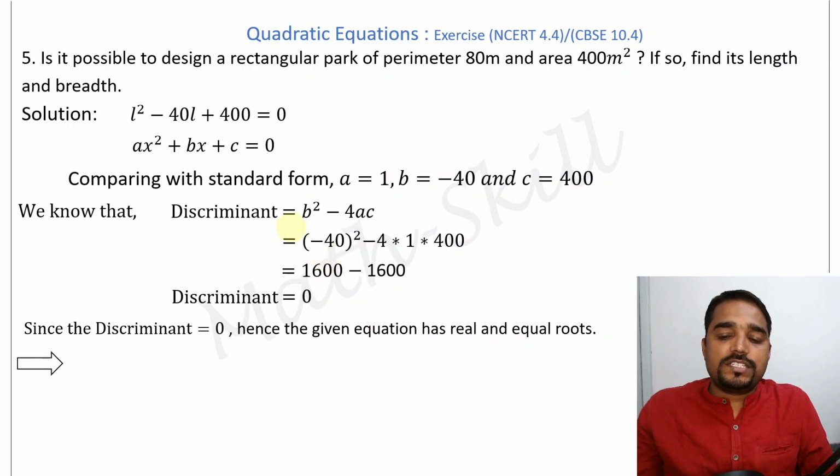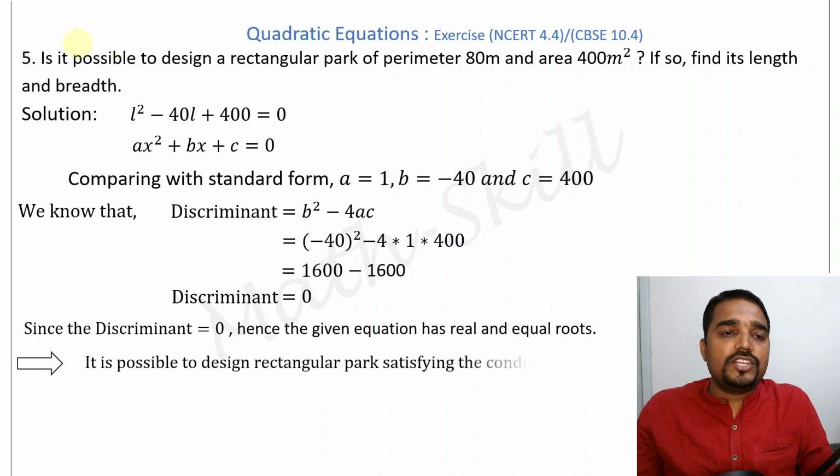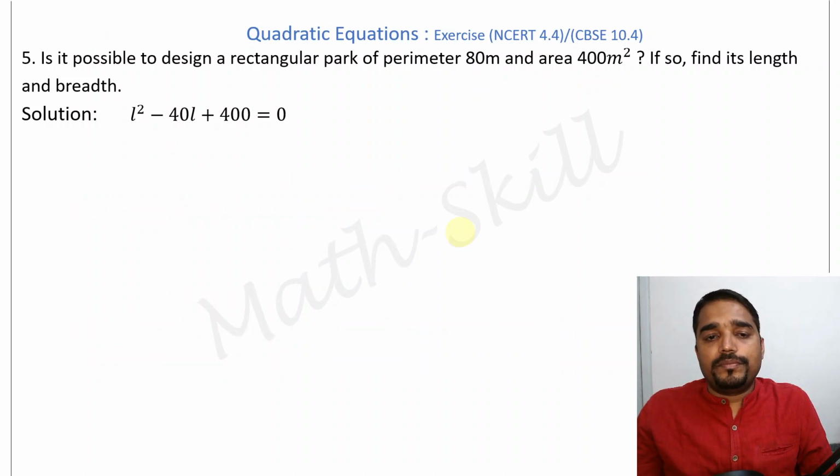That is the first part of the question, whether the condition is possible or not. That is, can we design a rectangular park of perimeter 800 meters and area 400 meter square or not. So here, since discriminant is equal to 0, therefore this condition is possible. Now let us try to find out the roots of this particular equation. In order to do that, let's apply the quadratic formula.